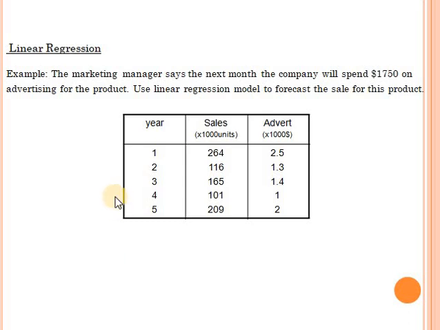So from looking at this table, I know that the period is in years, and we have 5 periods, so I'm looking at a period of 5 years. Sales are multiplied by 10,000 units. So here I have 264,000 units for year 1, and we have done advertisement of the value of 2.5 times 1,000 in dollars. So this is the data that I need to have before using the equation.